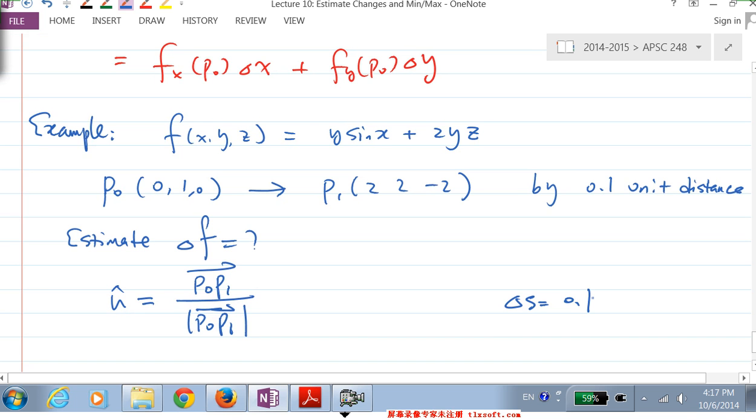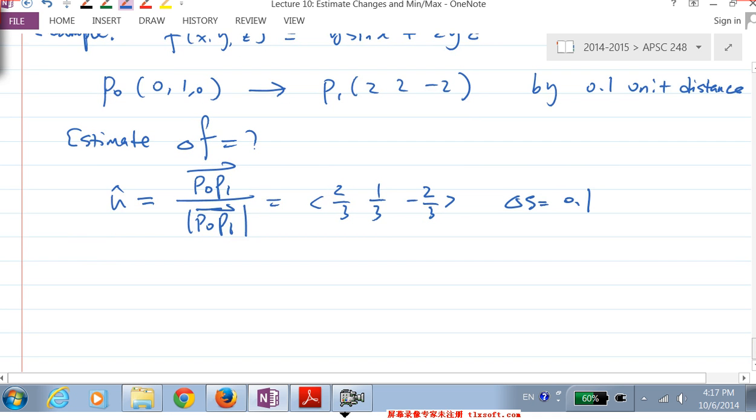Okay, so now you do the calculation. P naught P1: this point subtract this point, that's (2, 1, negative 2). And then divided by its magnitude, as you're going to figure out, you're going to get this quantity: 2 over 3, 1 over 3, negative 2 over 3. Is this clear?